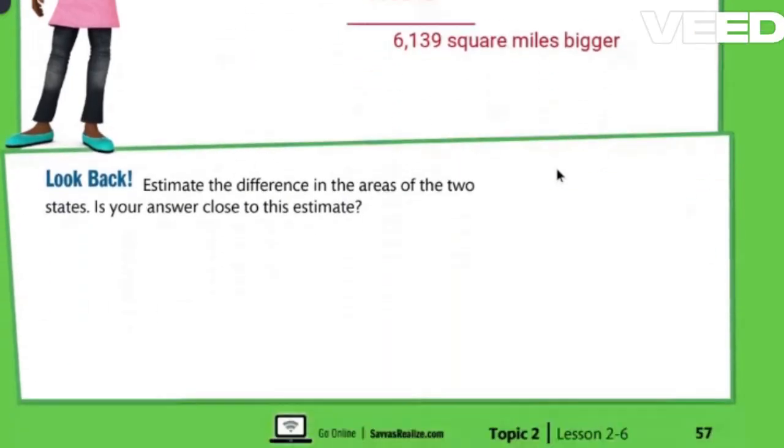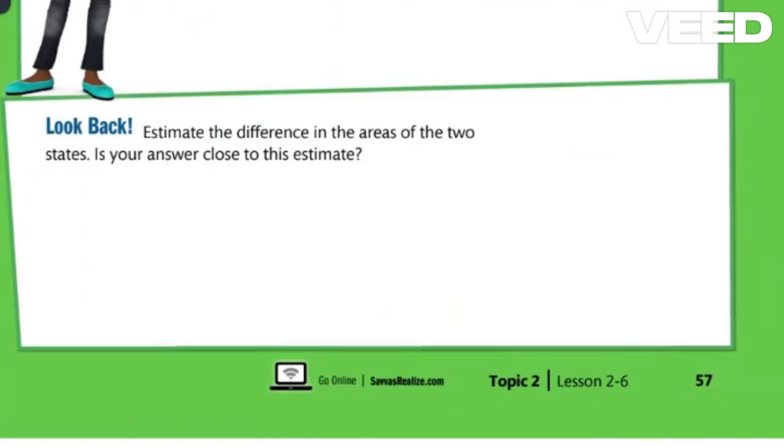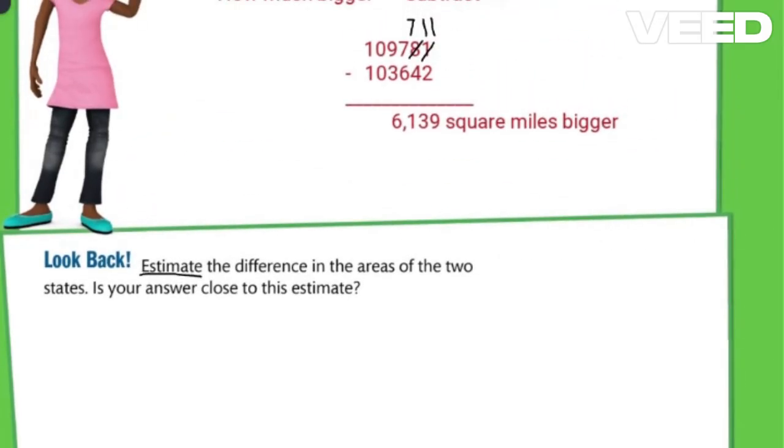Let's move on to the next question at the bottom of page 57, where it asks us to estimate. I've underlined that there: estimate the difference in the areas of the two states. Is your answer close to the estimate? So let's round 109,781 to the nearest thousand. It rounded up to 110,000.